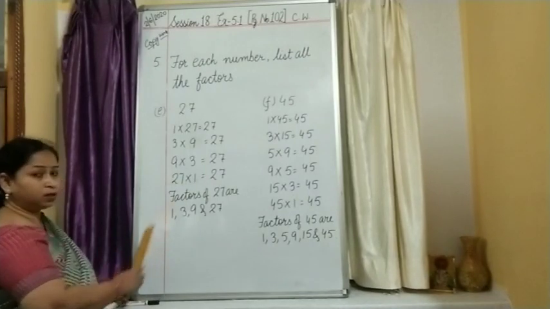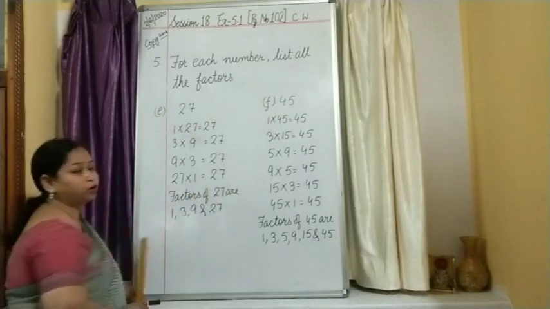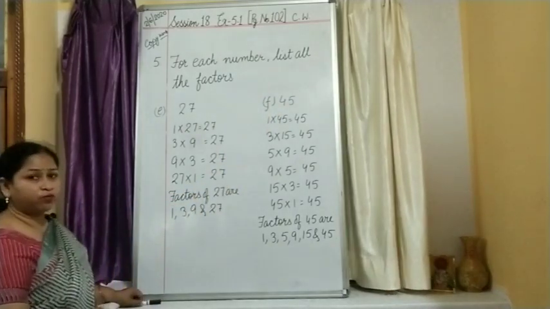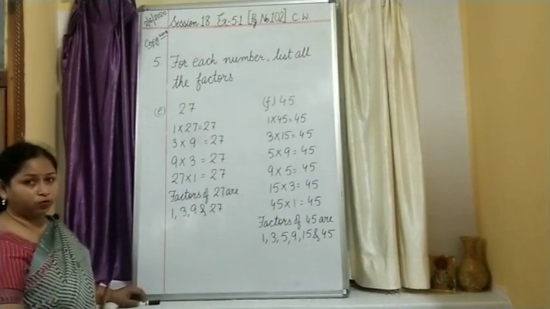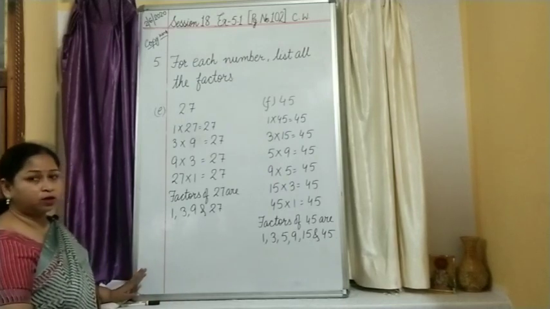So children, these are the leftover ones. Question number E 27 and question number F 45. For these two numbers you have to find out the factors, which I have already done for you. I have shown you how to do the questions. Now this I have already worked out for you all.